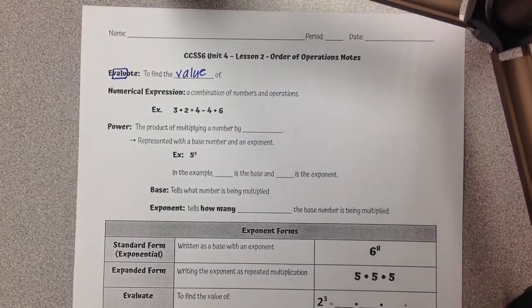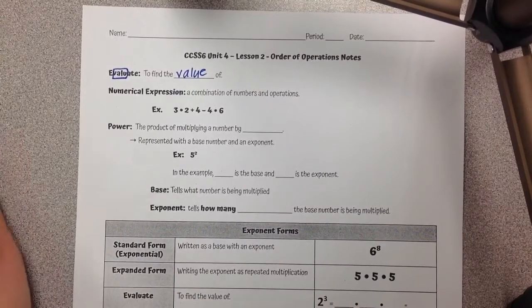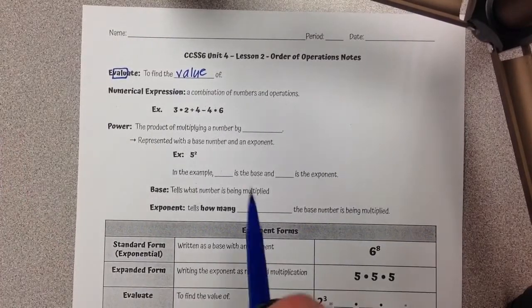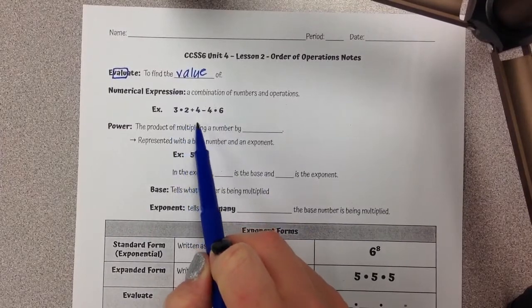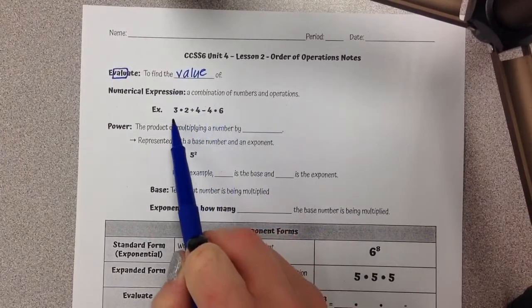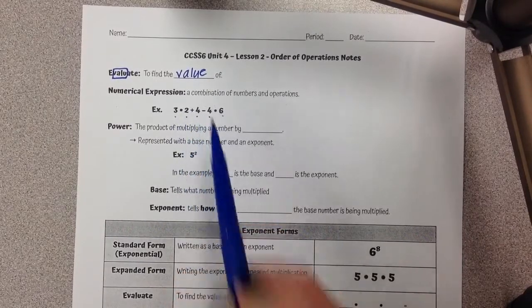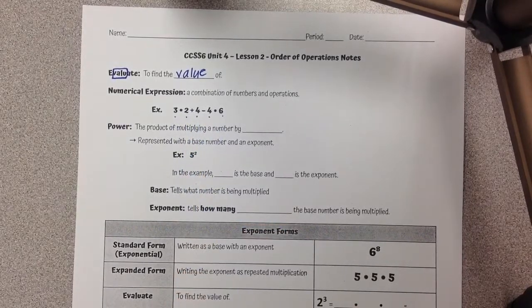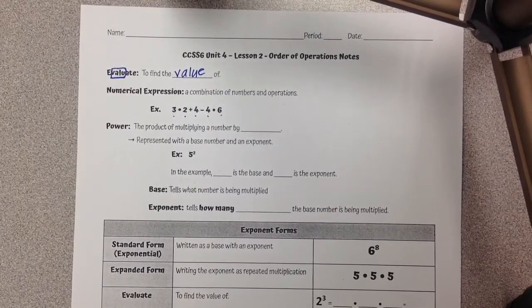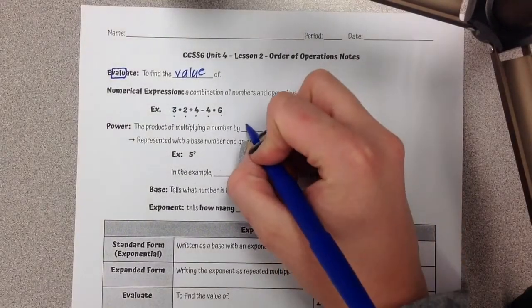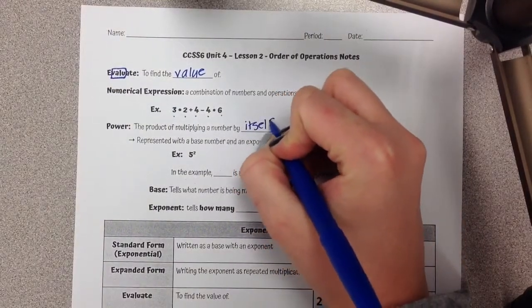A numerical expression is a combination of numbers and operations. So an example would be 3 times 2 plus 4 minus 4 times 6. So it's numbers and it's operations: multiplication, addition, and subtraction. Okay? Power is the product of multiplying a number by itself.